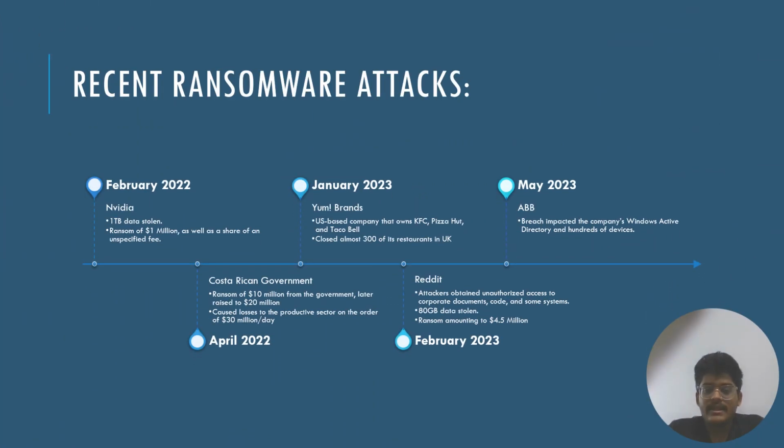Some recent ransomware attacks were in February 2022. Nvidia was attacked and 1 TB of data was stolen, and a ransom of nearly 1 million was paid, as well as a share of an unspecified fee. Similarly, in February 2023, Reddit was hacked, where attackers obtained unauthorized access to corporate documents, code, and some systems. 80 GB data was stolen, and ransom amounting to 4.5 million was paid.